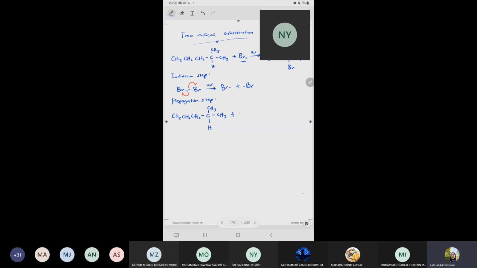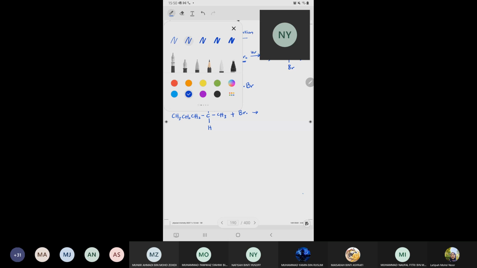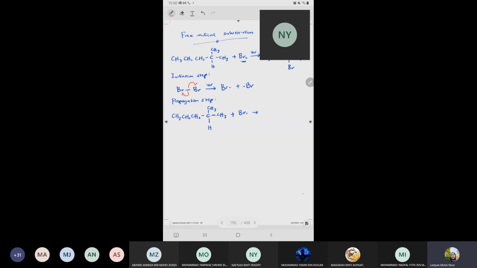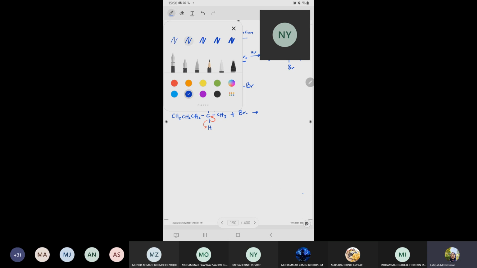Lukis dia balik. Dan kita reactkan dia dengan Br dot yang kita dah buat dalam step pertama. Okay. So what will happen here? The bond between C and H will break homolytically. Okay, maksudnya dalam bond ni ada dua elektron. Satu akan pergi kepada H dan satu lagi elektron akan pergi kepada karbon. Fish hook arrow. Okay, kenapa fish hook arrow? Sebab kita nak buat free radical.